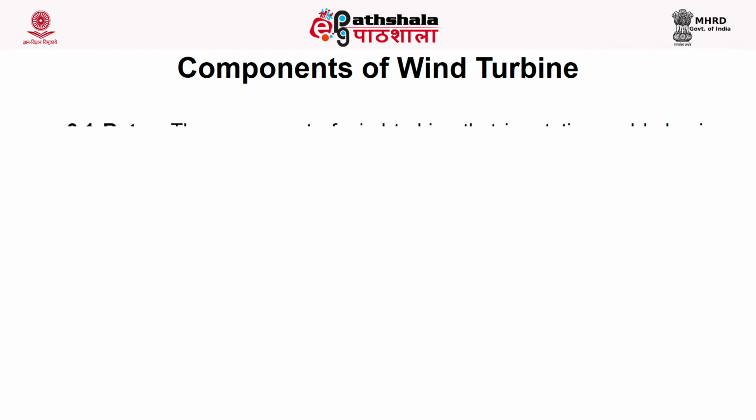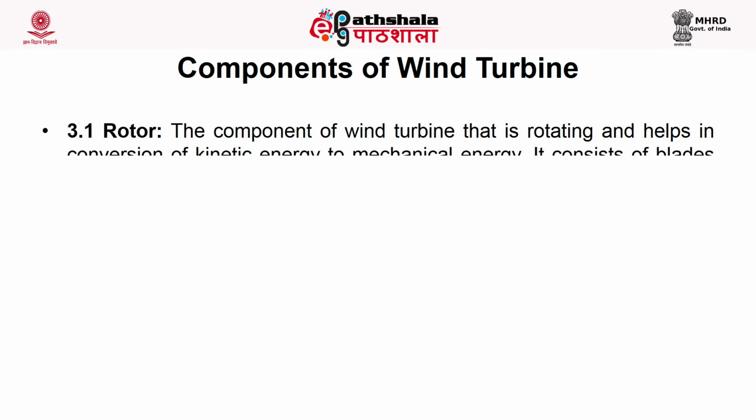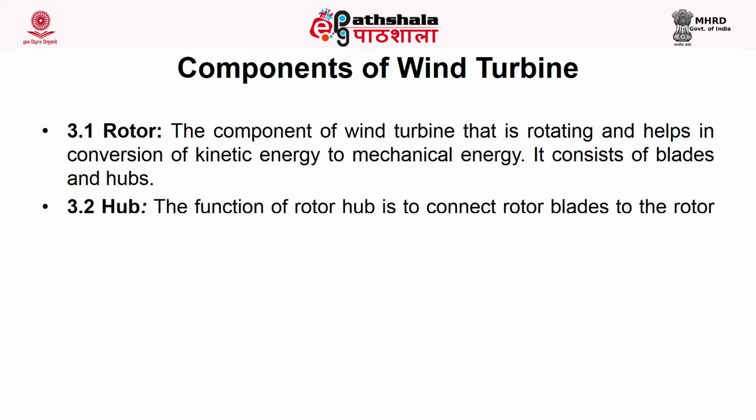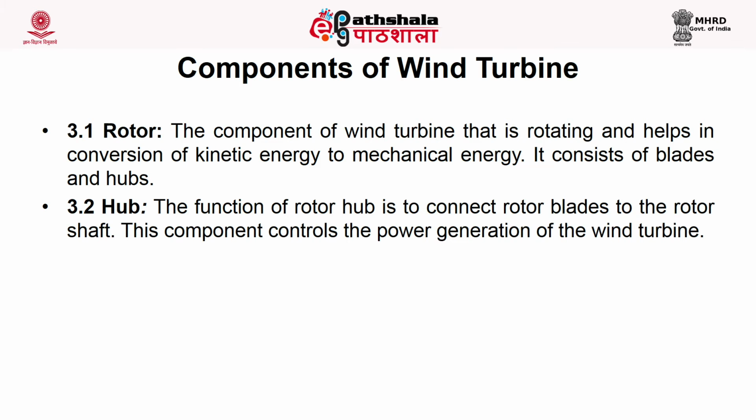Now we will see the components of the wind turbine in detail. Rotor, the component of the wind turbine that is rotating and helps in the conversion of kinetic energy to mechanical energy. It consists of blades and the hub. What is a hub? The function of the rotor hub is to connect the rotor blades to the rotor shaft. This component controls the power generation of the wind turbine.